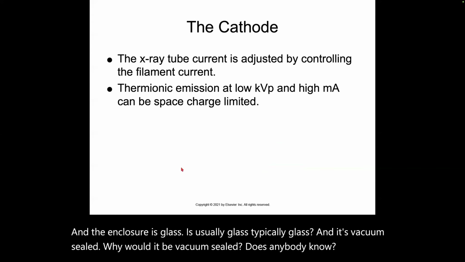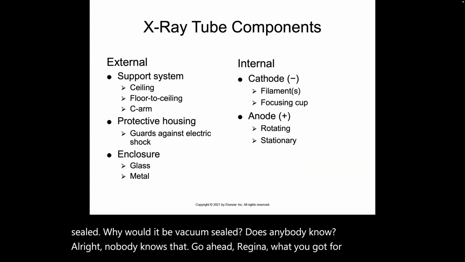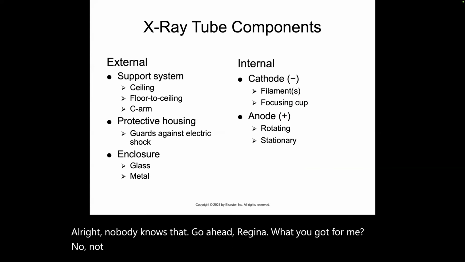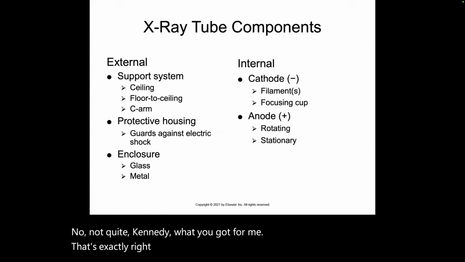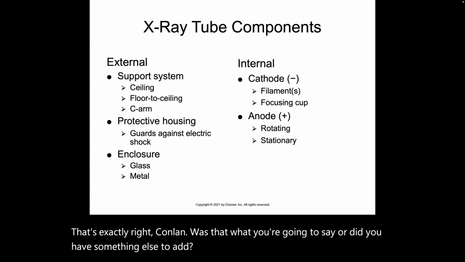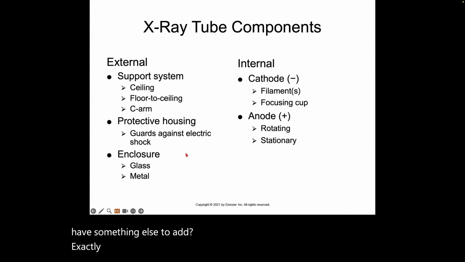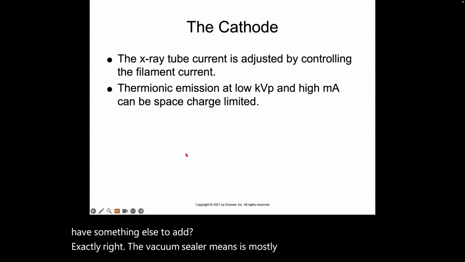All right, nobody knows that. Go ahead, Virginia. What you got for me? Is it to prevent leakage radiation? No, not quite. Kennedy, what you got for me? Is it to prevent the electrons from interacting with the air, like from any other molecule? That's exactly right. Conlan, was that what you were going to say, or did you have something else to add? I was gonna say the same thing. Exactly right. The vacuum sealer means it's mostly devoid of air. There's no air. All right.